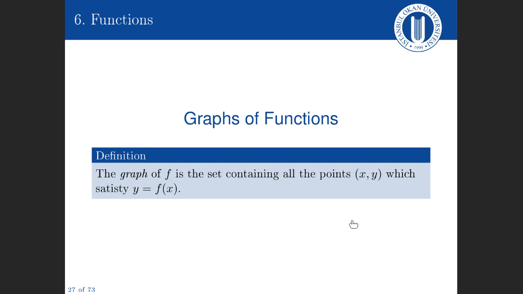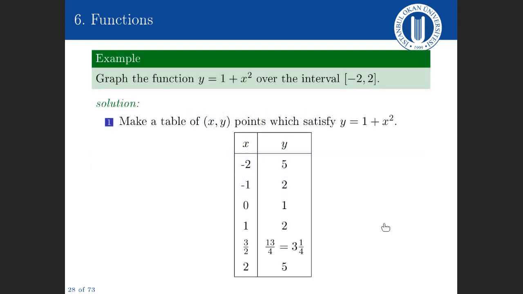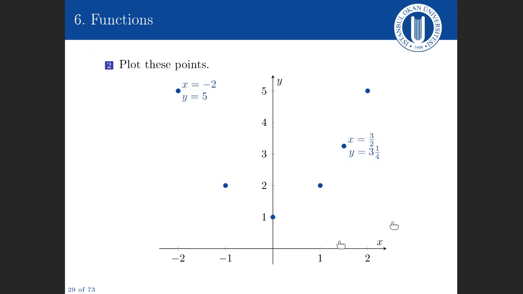Graphs of functions. A graph of a function f is the set containing all of the points x, y, which satisfy the equation y is equal to f of x. For example, graph the function y is equal to 1 plus x squared over the interval from minus 2 to 2. The first thing I would do is make a table of x, y points which satisfy the equation. For example, if x is minus 2, y must be 5. If x is minus 1, y must be 2, and so on. Plot these points, and then draw a smooth curve through the points.